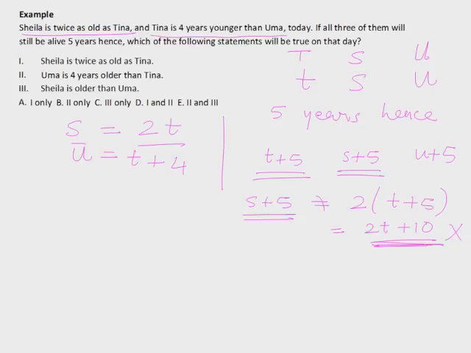Uma is 4 years older than Tina. Uma is 4 years older than Tina today. 5 years later, of course she's going to be 4 years older than Tina. Because both are going to grow by 5 years.